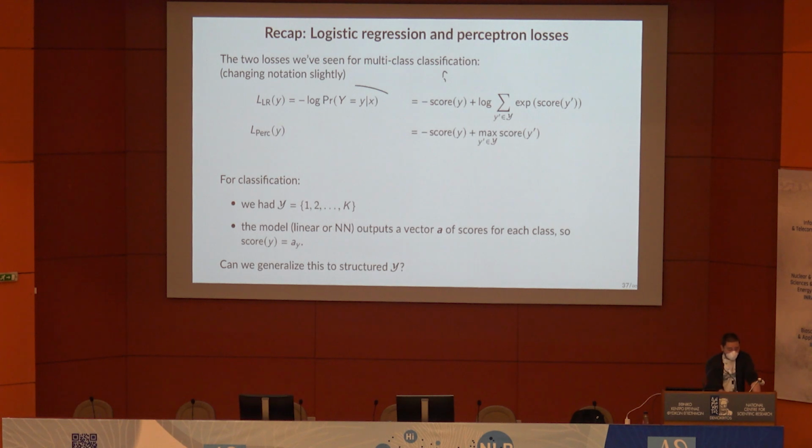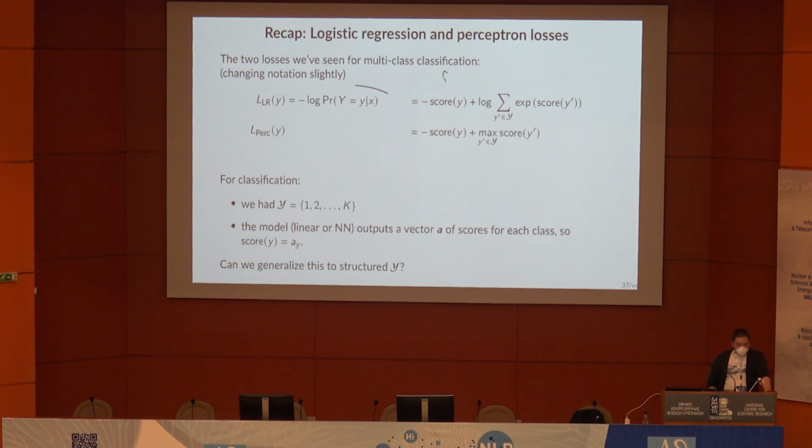For classification, how did this actually look when you try to implement this from scratch? Your space of possible outputs is 1 up to k. And you have a linear or neural net model or something that predicts a vector a of scores for each class. So you say the score of y is a_y, the y-th component of that vector. Then how do we compute this loss? This is just a lookup at position y. And for the second term, you take the exp of the whole vector, you sum the whole vector, you take the log of the result. So this is how you would implement this from scratch.